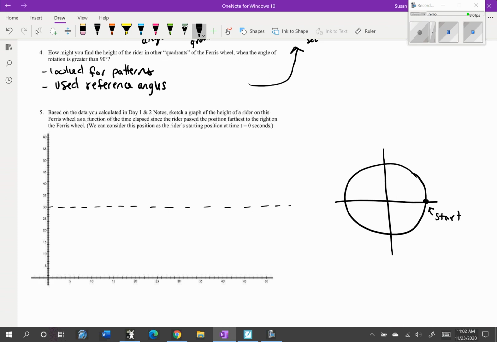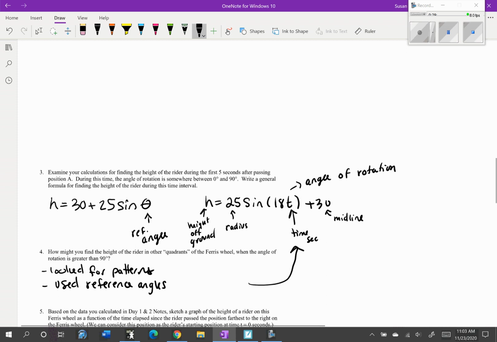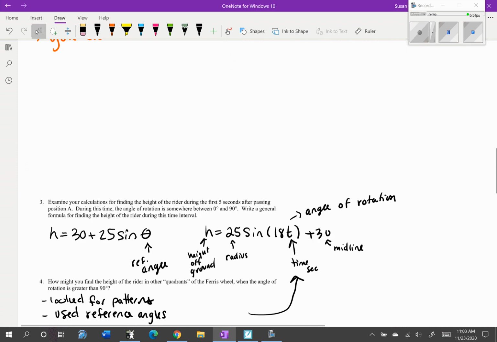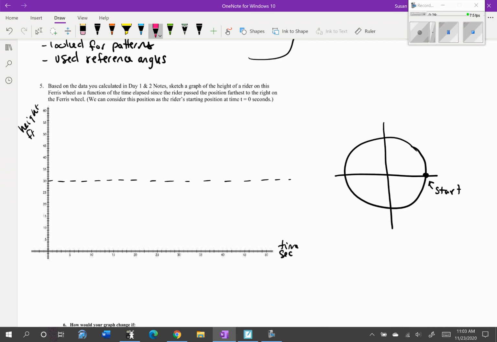So at 5 seconds, because this is seconds here, and this is the height in feet. So the x-axis is the time in seconds. So at 5 seconds, if you look back at your chart that we did up here, notice that we are at 55 feet. So at 5 seconds, we have 55 feet.